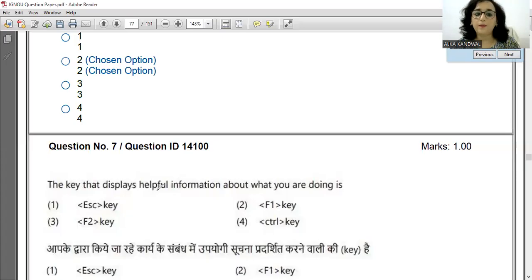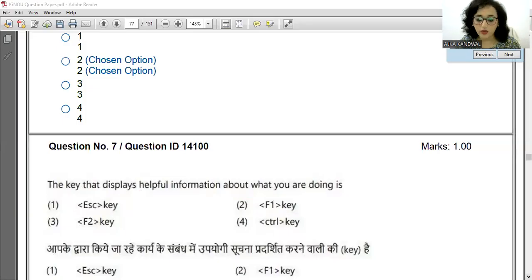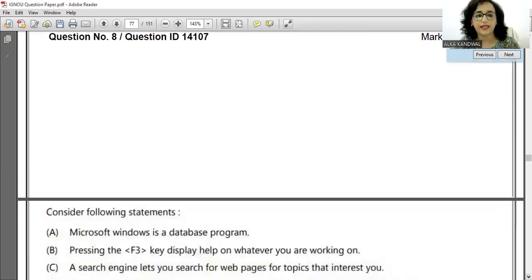The key that displays the helpful information about what you are doing. That is the F1 key. F1 key displays the helpful information about what we are doing. So the key to it is F1. Fine. So option 2 is the correct answer to it. So here we have lots of questions ahead. Let us move ahead. Question number 8 है, देखते हैं क्या है.